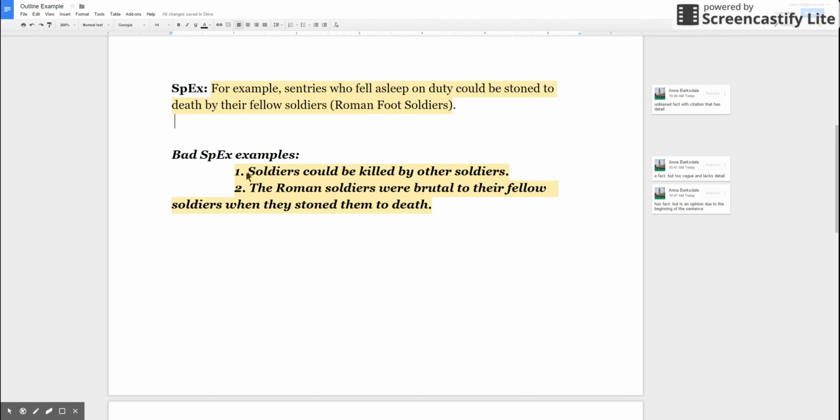Some bad examples. The first one. Soldiers could be killed by other soldiers. That's a fact. You can't argue that. The problem is it's way too vague and has no detail to it. Be careful. I would ask the question, what soldiers? How were they killed? Why were they killed? If those questions aren't being answered, then you probably shouldn't be using it as your only fact. Also remember, sometimes your specific examples can be multiple sentences so that it makes sense, and that's okay as long as you cite everything.